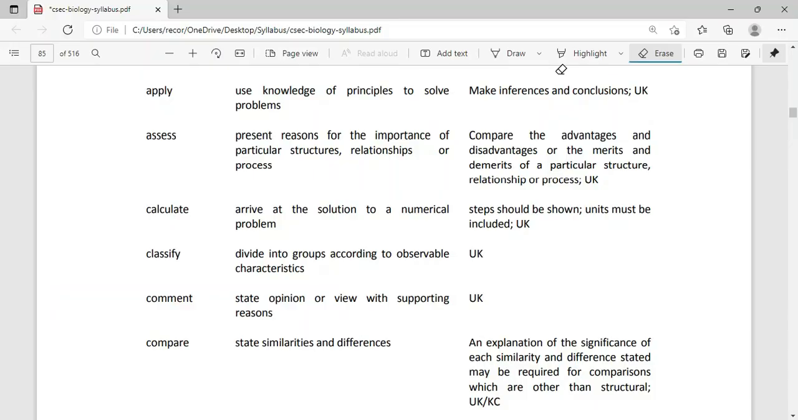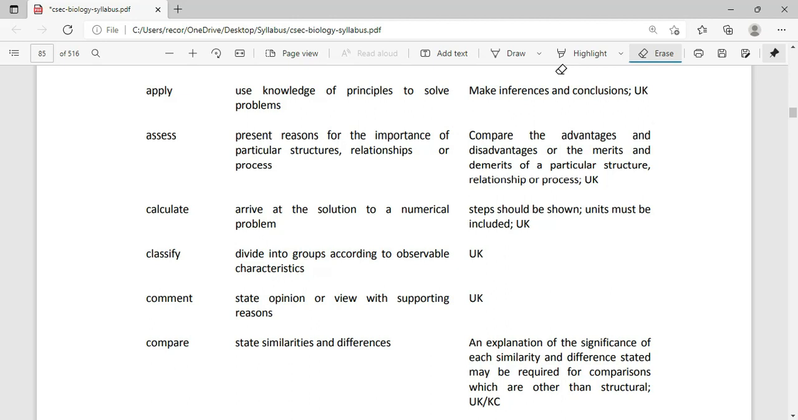Compare, you're supposed to state similarities and differences. What's the expectation? An explanation of the significance of each similarity and difference stated may be required for comparison, which are other than structural. So you are looking not only at the makeup when we talk about comparing, you're giving us probably function, right? It's just more than just a structural design.